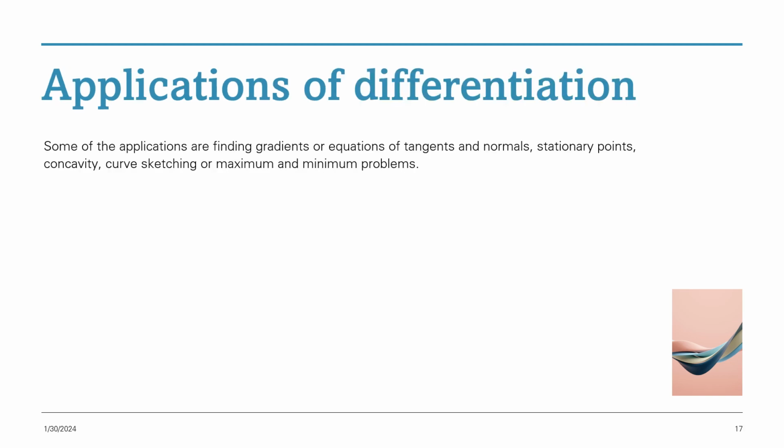Some of the applications: finding gradients or equations with our tangents, normals, stationary points, concavity, curve sketching, max min, all of the things that we've done in the past. We're just going to look at a couple of examples that apply. Our first example is find the equation of the normal to the curve y equals e to the 2x when x equals 0. Equation of the normal.